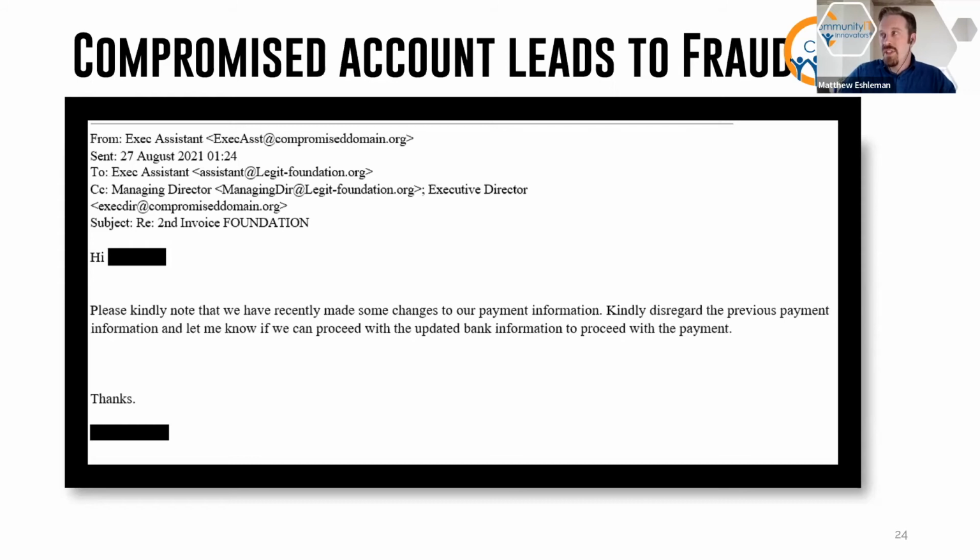From the executive assistant at what we now know is a compromised domain to the executive assistant at a foundation that was providing grant funding. They CC'd the managing director and the executive director at the compromised organization. So, hi, hey, we've made some changes to our payment information, disregard previous payment, and let's see if we can proceed with getting you the updated information. So from there, we'll go and take a look at the actual email thread that occurred in this case.